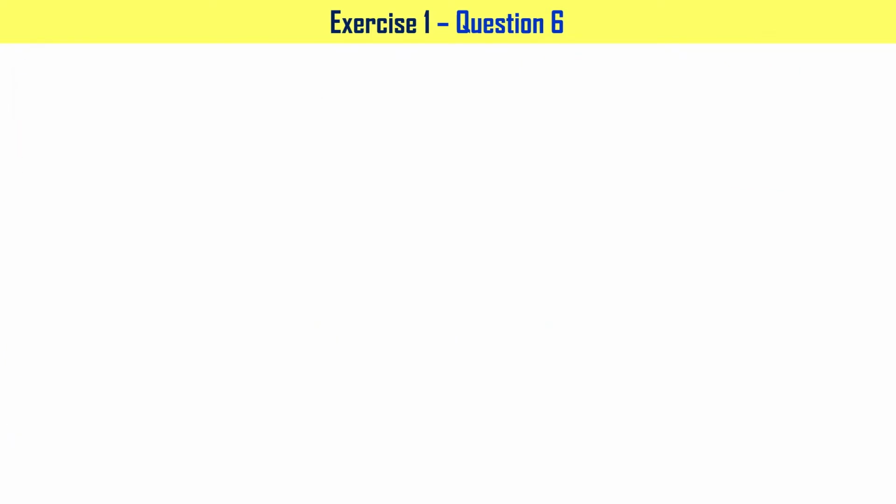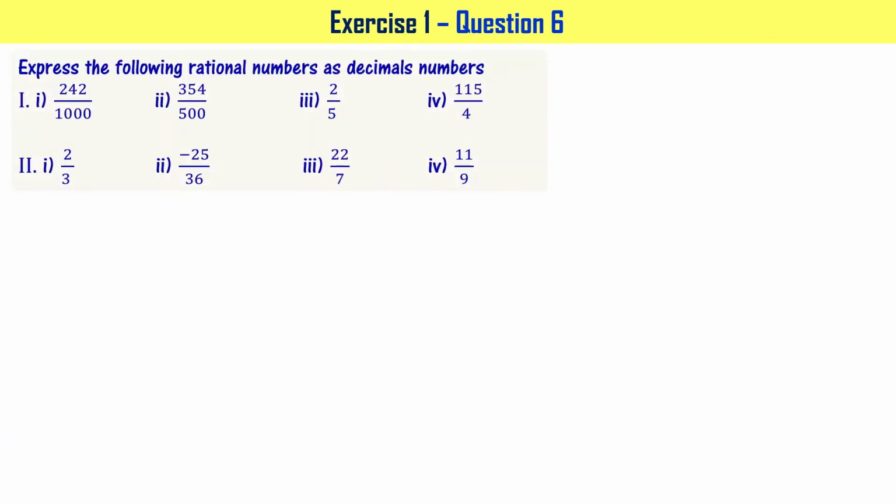Question number 6. Express the following rational numbers as decimal numbers. We are given total 8 numbers. In set 1, 4 rational numbers, and in set 2, another 4 rational numbers are given. We are asked to express them as decimal numbers. Let's start with the first one. That is, we want to divide 242 with 1000, or otherwise the rational number given is 242 divided by 1000, right? So to express in decimal form, what we use is long division method.